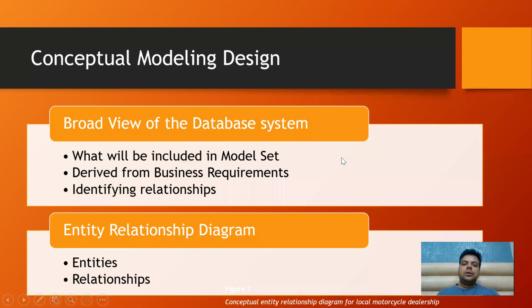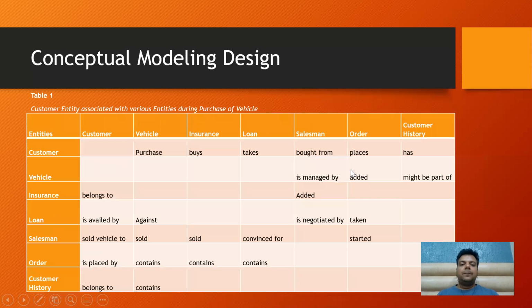So, the first phase of the database design is the conceptual modeling design. The conceptual modeling design is basically the broad view of the database system, which includes identifying all the entities and the relationships, which are basically the nouns and the verbs in the business requirements. And all these entities and relationships are then added into an entity relationship diagram.